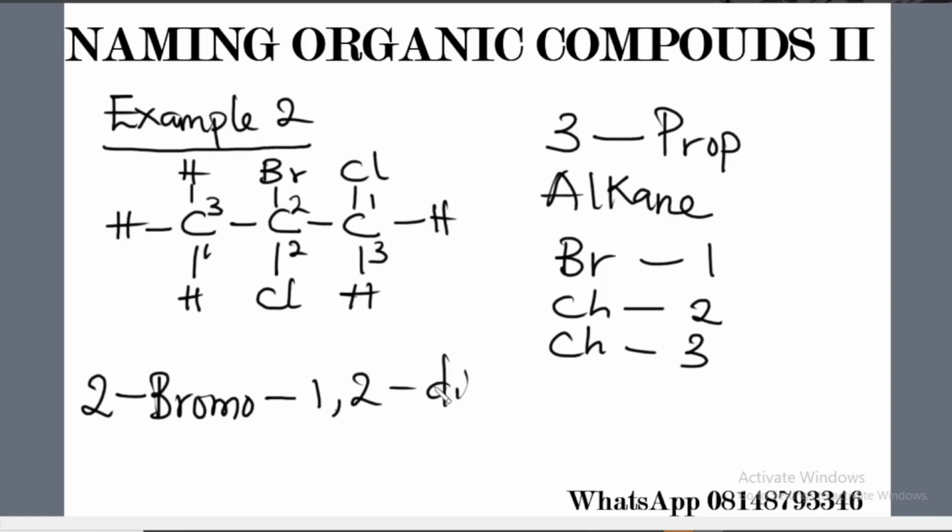Di. Di is as a result of two different numbers. So when you have two numbers, it is called di. If you have three numbers, it is called tri. Since we have two different chlorine in this structure, it is called 1,2-dichloro. And then the name of the longest carbon chain, which is propane.